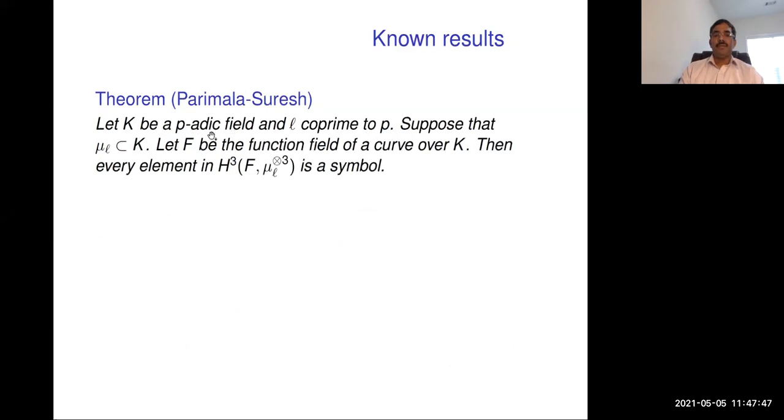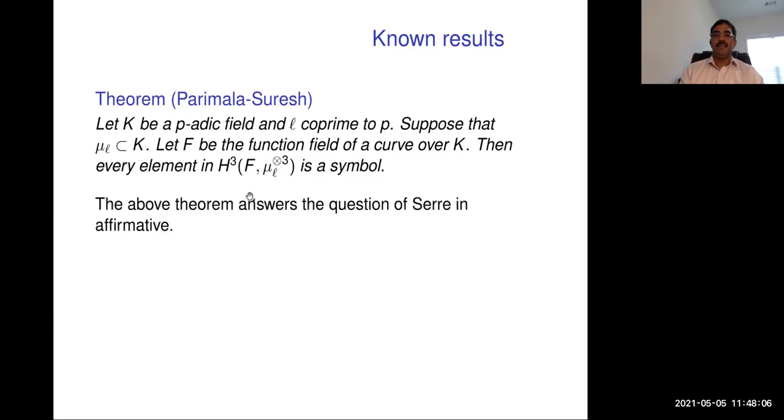Now for the same field, a periodic field with l co-prime to p, suppose that mu_l is contained in K and take the function field F of a curve over K. Then every element in H^3 of mu_l^{⊗ 3} is a symbol. So this answers the question of Sayre in the affirmative. Sayre asked only for l equal to 2, but we proved it for any l. And of course, we use that l is not equal to p.